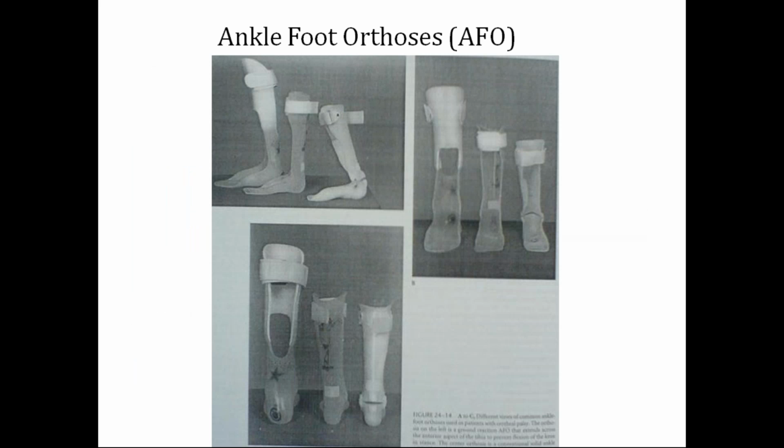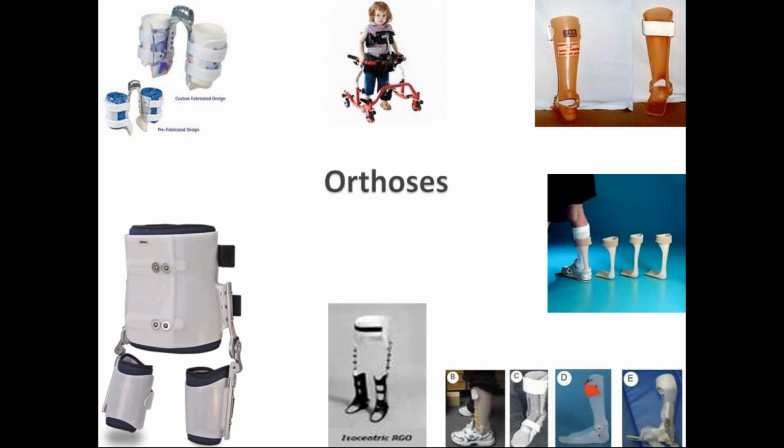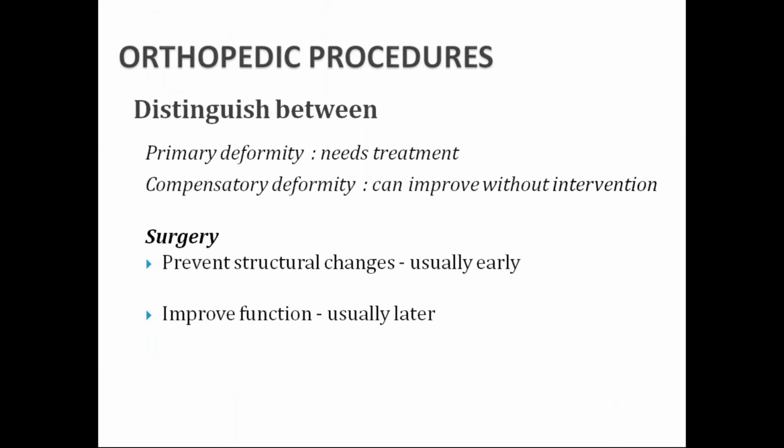There are different orthosis: ankle foot orthosis, hip knee ankle foot orthosis. Okay, these are different types of orthosis to support the limb, to prevent the contractures and to give support to the weakened muscles. So primary deformity needs treatment, whereas compensated deformity can be improved without intervention. Okay, if you correct the primary deformity, compensated deformity will correct on its own.